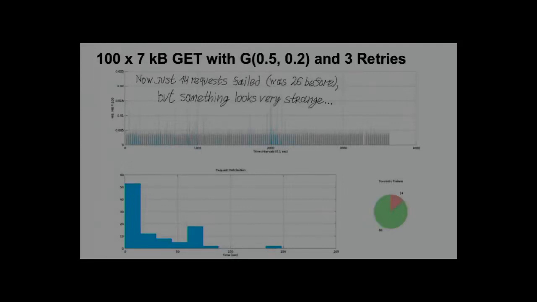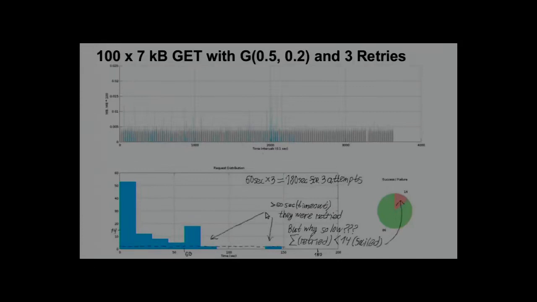And it really looked strange to me, because if you check this histogram, we enabled 3 retries and the timeout is 60 seconds. So we would expect that at least 14 requests were retried here, so they should go 3 times 60, which is 180. But we don't really see anything here on this histogram. You see, they all failed somewhere here, but 3 attempts would get us here. So something didn't really work right.